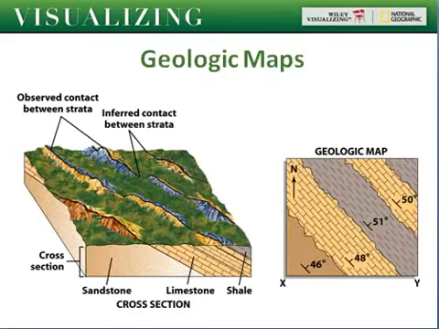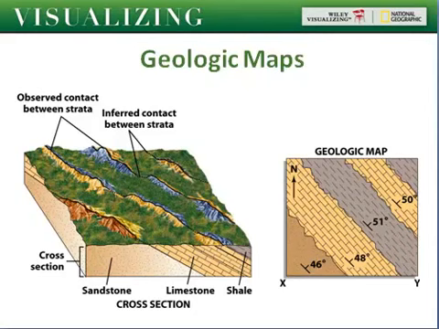Here's an example of how a geologic map would be created. By looking at the parts of the surface where the rocks are exposed, in the outcrop at left, you can identify the different rock layers or strata. You can see some sandstone overlain by limestone and shale.